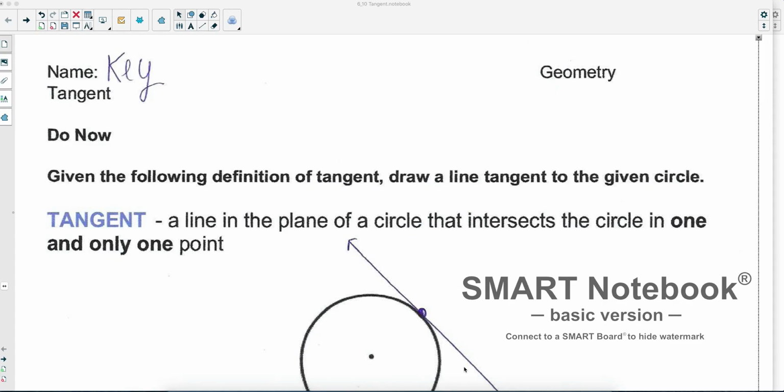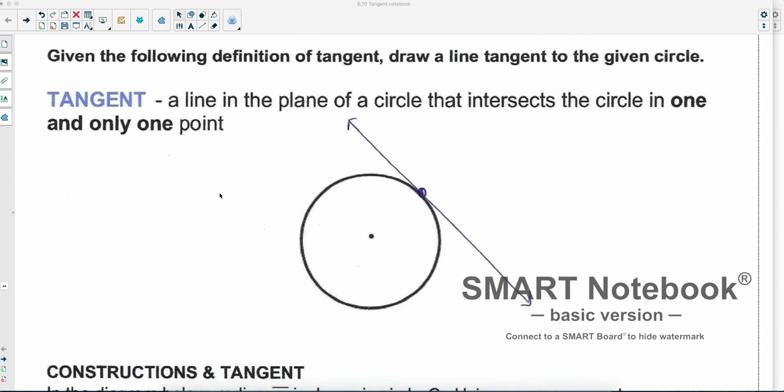In this lesson for the year, we're going to be talking about tangents of a circle. We're going to start by defining what a tangent is, and then go on to how to construct one and talk about some theorems. If we were in school, we would give you a circle and ask you to see if you could draw a tangent based on this definition.